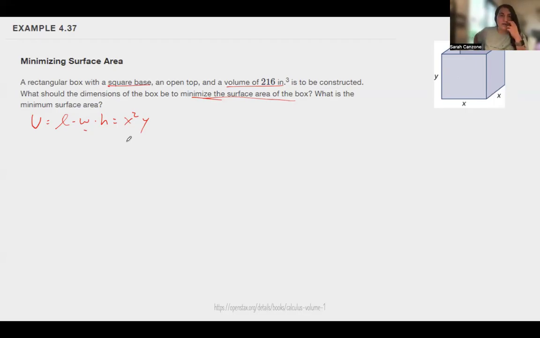But we're not looking to do anything with volume. In fact, we're given what the volume is equal to. So the volume is 216. So we're not looking to maximize or minimize the volume. We're looking to minimize the surface area.